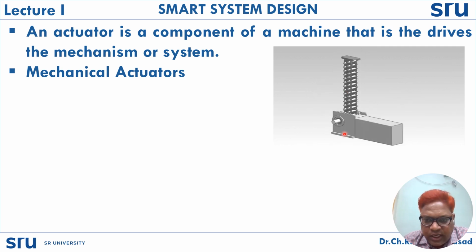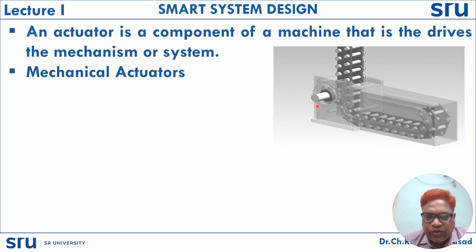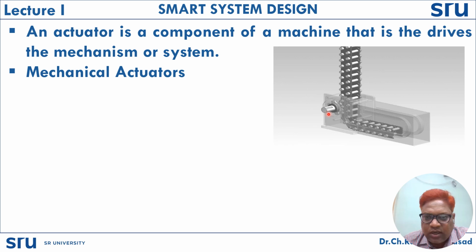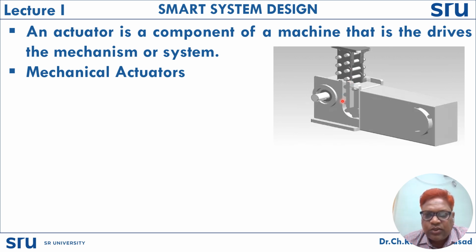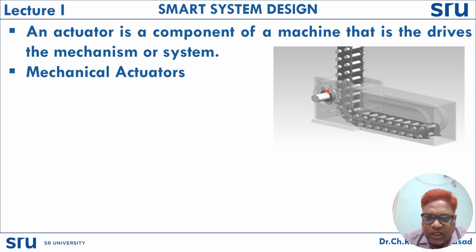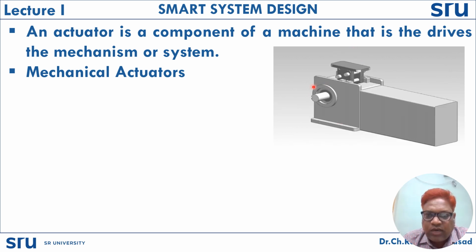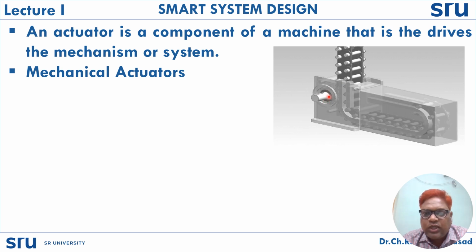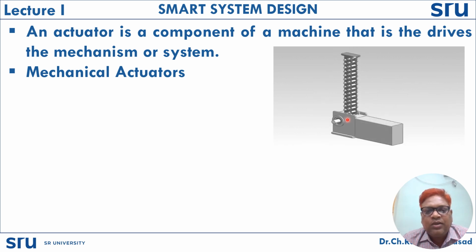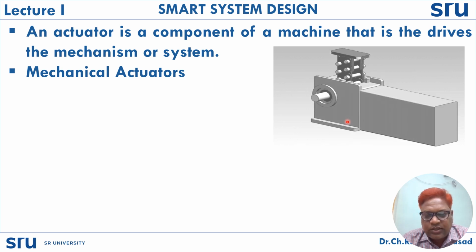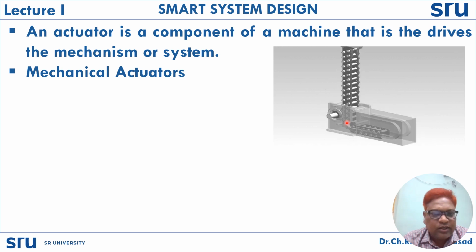Suppose you consider here, there is a chain moving based on this shaft rotation. The shaft has teeth, and these teeth are engaged with the chain. So when the shaft is moving, the chain is also moving. Otherwise, when the chain is moving, the shaft is moving. That means both the gear and the chain are considered actuators. They both are responsible for the movement of another component.